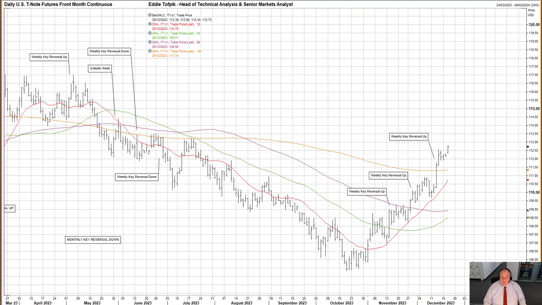Elsewhere, in fixed income futures, we saw a weekly key reversal up last week in US T-note futures. The third within 5 weeks. This week has seen a slow move higher, like a tortoise head emerging from its shell, but we have nevertheless still reached back up to levels not seen since mid-July.